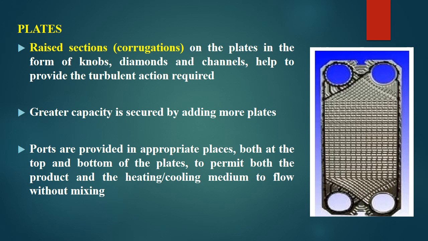Now greater capacity is secured by adding more plates. So if we want more milk to pass through, then we can increase the number of plates, thereby increasing the efficiency or making it faster. The ports are provided in appropriate places, that is, in every plate there are ports at the top and on the bottom of the plates to permit both the product and the medium, that is the heating and cooling medium, to flow without mixing. So there are ports through which either the milk or the heating medium can pass. It is designed in such a way.